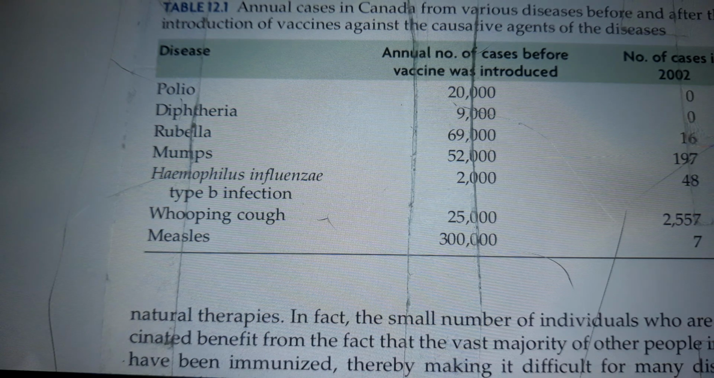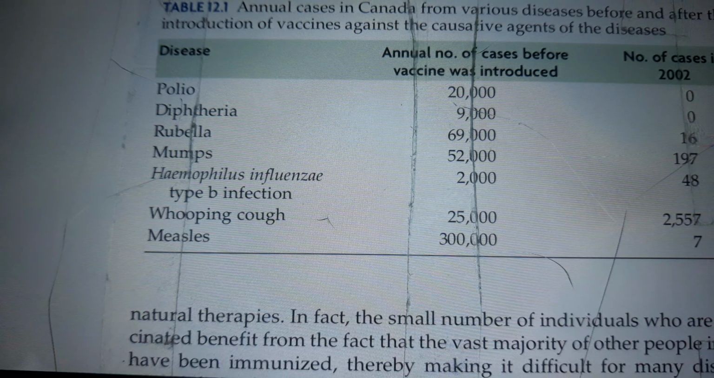This is the first table on vaccines, 12.1, animal cases in Canada from various diseases before and after the introduction of vaccines against the causative agents of diseases. This is the 4th edition. So just make notes, do research, update yourself, and get prepared for the exams, right?